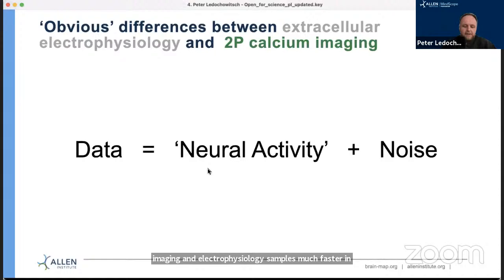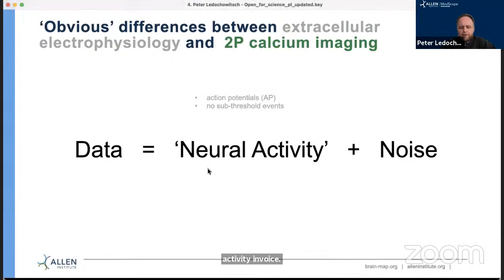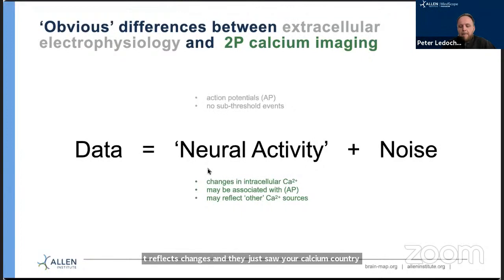But the differences do not end there. For any neuron, the data we analyze contain a mixture of the neuron's actual activity and noise. In extracellular electrophysiology, the raw signal is a voltage trace, its shape driven by action potentials. In calcium imaging, the raw signal is a fluorescence time series that reflects changes in intracellular calcium concentration. Many such changes are associated with action potentials, but not all of them necessarily have to be.